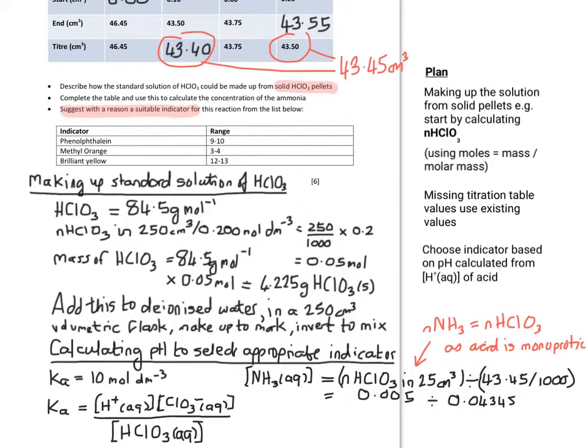And the assumption I'm making is that the number of moles of NH3 is equal to the number of moles of HClO3 at neutralization, as the acid is monoprotic, so they react in a 1-to-1 mole ratio, is what I'm trying to say. So I can use the number of moles of HClO3 as my equivalent number of moles of NH3. So if we work that out, that gives us 0.115 moles per decimeter to the minus 3.